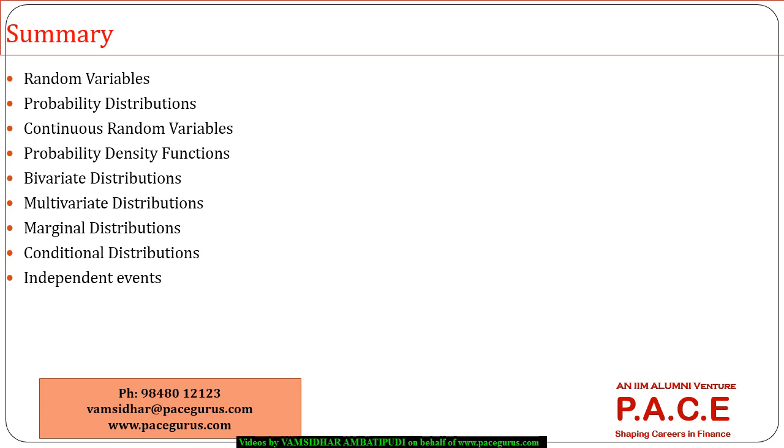So we have focused on random variables, looked at probability distribution, then for a discrete, and after that we understood what are the continuous random variables. For the continuous random variables we focused on computing the probability density functions. So all this was for univariate random variables. Then we moved on to two variable scenarios, bivariate distributions, then into the multivariate distributions extending the bivariate case. Also looked at the marginal distributions, conditional distributions, and from there even working out with the independent events as well.